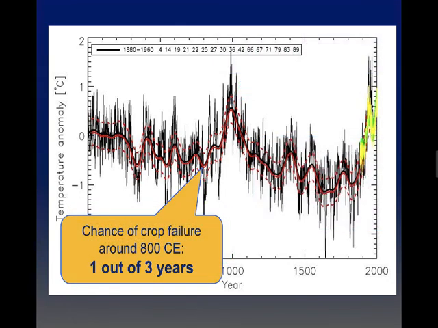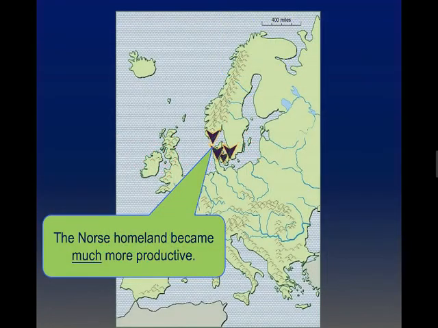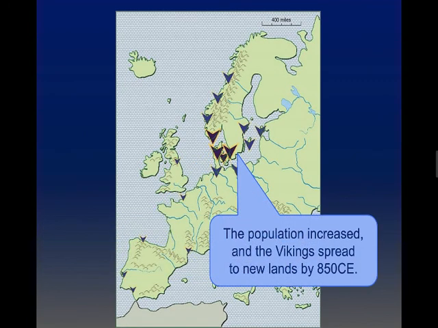A chance of crop failure in the year 800 was about 1 out of 3 years; you would get an early frost. By the year 1000, it was 1 out of 20 years. In other words, the Norse homeland became dramatically more productive. People didn't die of starvation at age 3. They grew to maturity. The population increased, and the Vikings spread out. By 850, they had spread out maybe 500 miles in every direction.